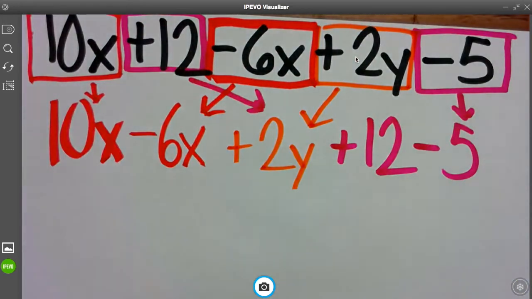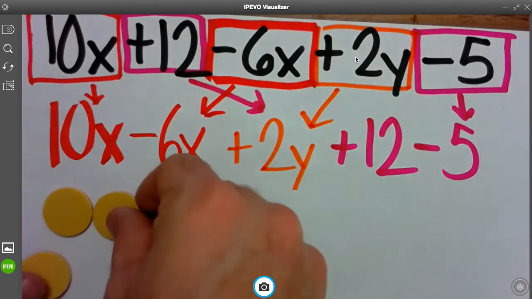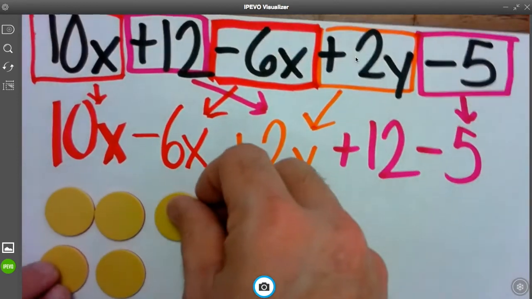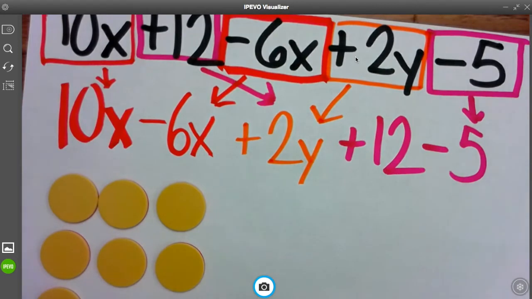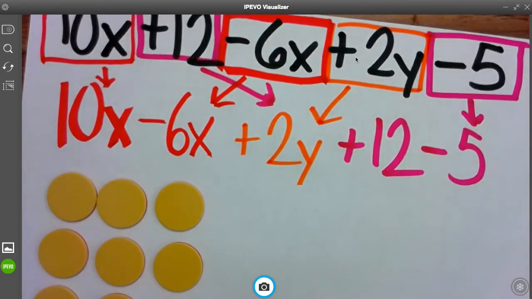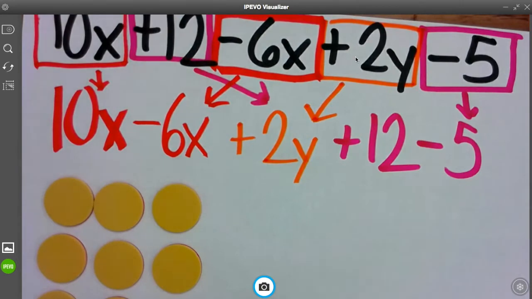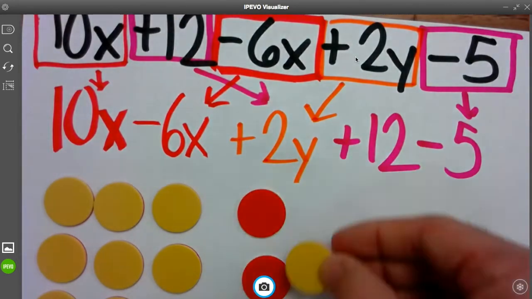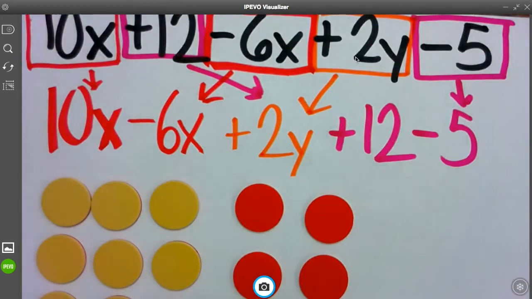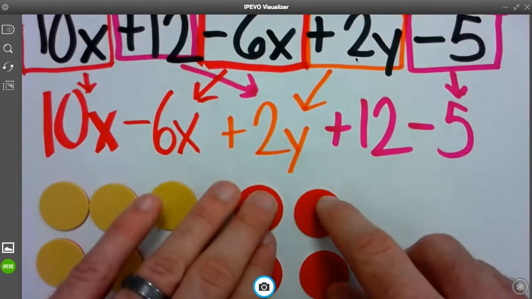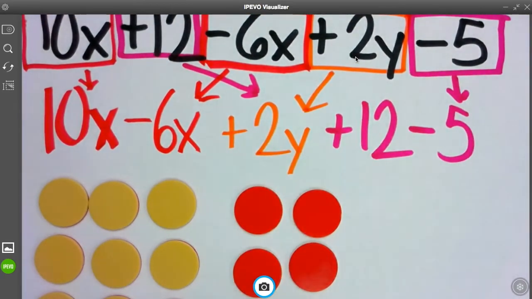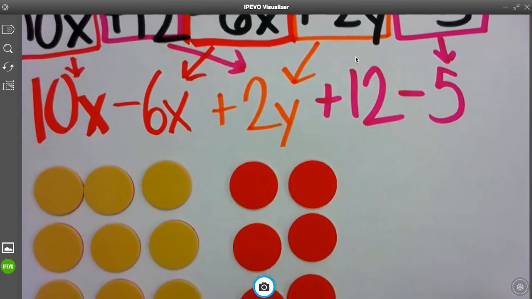So now let's add our like terms. If I have 10 positives, so let's line those up. So 6, 7, 8, 9, 10. And let's say we have 6 negatives. Like this, okay? So we're trying to combine these. Well, every single positive and negative is going to cancel each other.